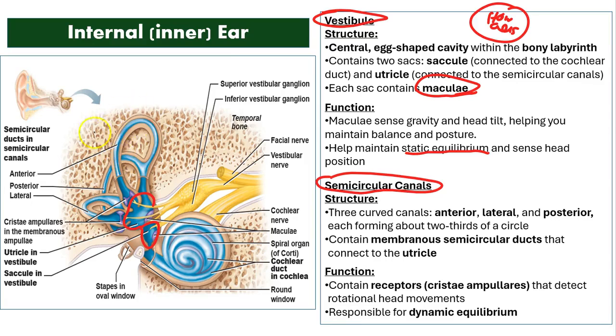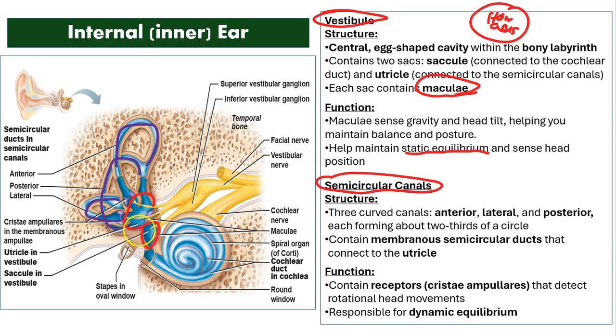All right, then we have our semicircular canals here. We have the anterior one here, the posterior one here, and then the lateral one here. These are going to contain the membranous semicircular ducts that are going to connect to the utricle inside the vestibule.